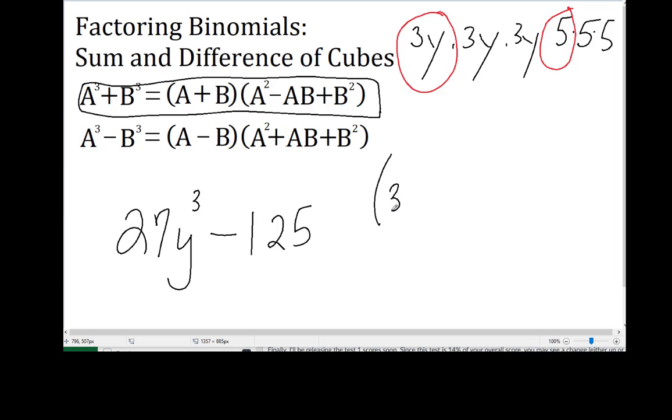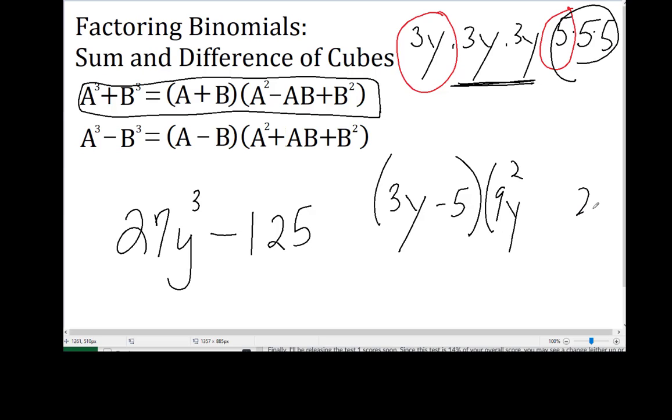So I take one of each with the same sign, which is a minus. So 3y minus 5. What's left over? 9y squared for the front. What's left over here? 5 squared is 25 for the back. Just two of the 5s.